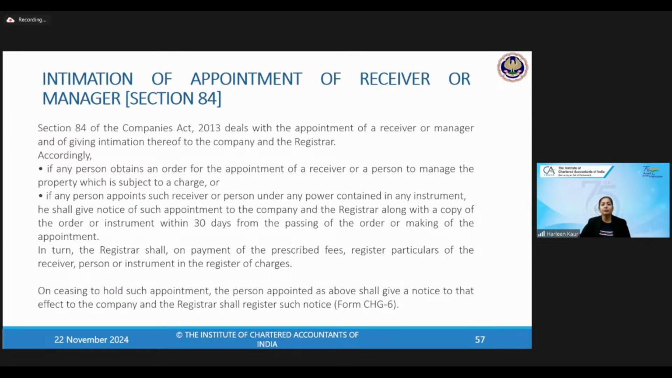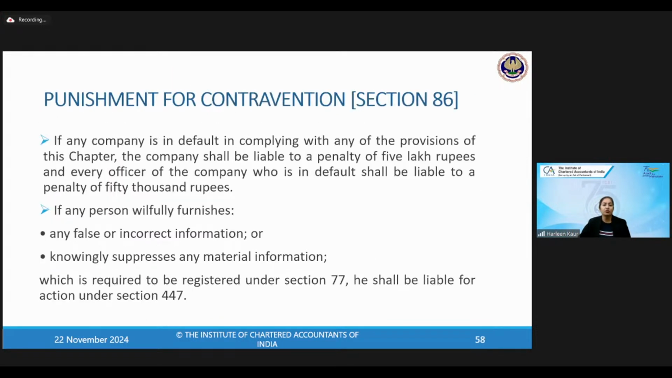What was section 84? We did it before going for the break. What was section 84? Tell me, hurry up. You have to answer me. What was section?